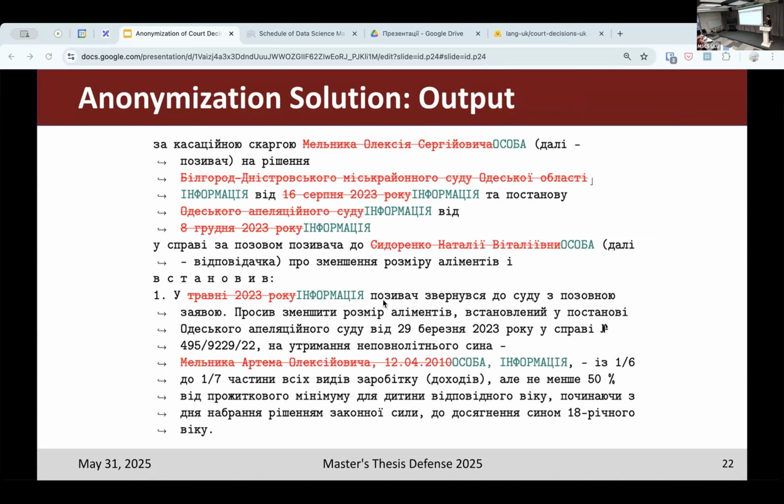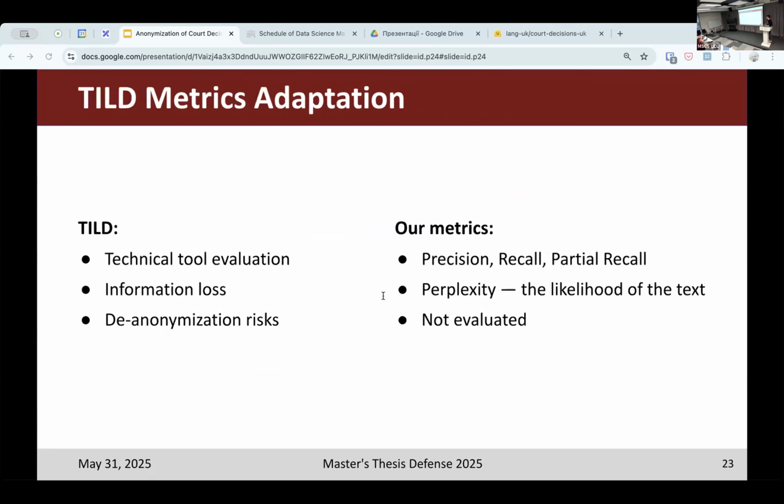For example, you see that Melnik Alexei Sergeyevich gets replaced with osoba, the organization, so it's here, Odesky Sud, gets replaced with information, date gets replaced with information, and so on. You can see that there are obvious drawbacks of this solution. For example, we don't differentiate between a sensitive PII type and the one that should not be anonymized here. For example, it's obvious that court shouldn't be anonymized.